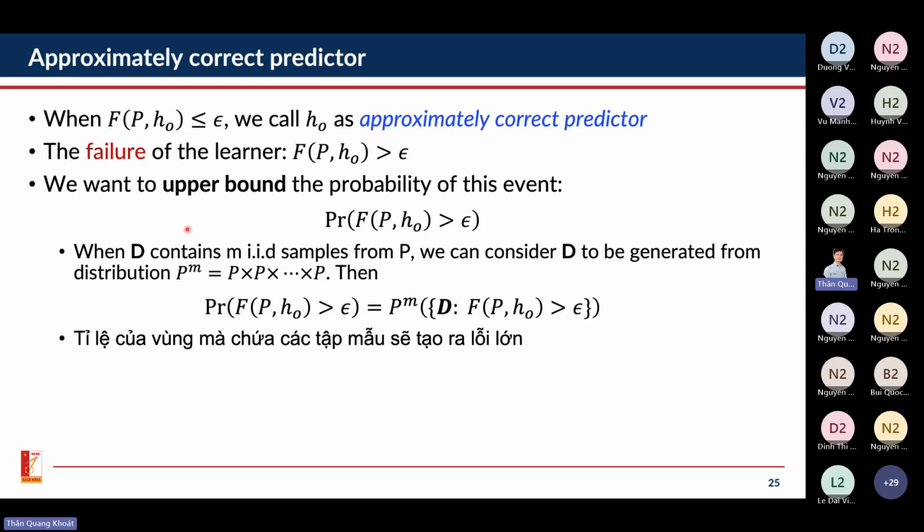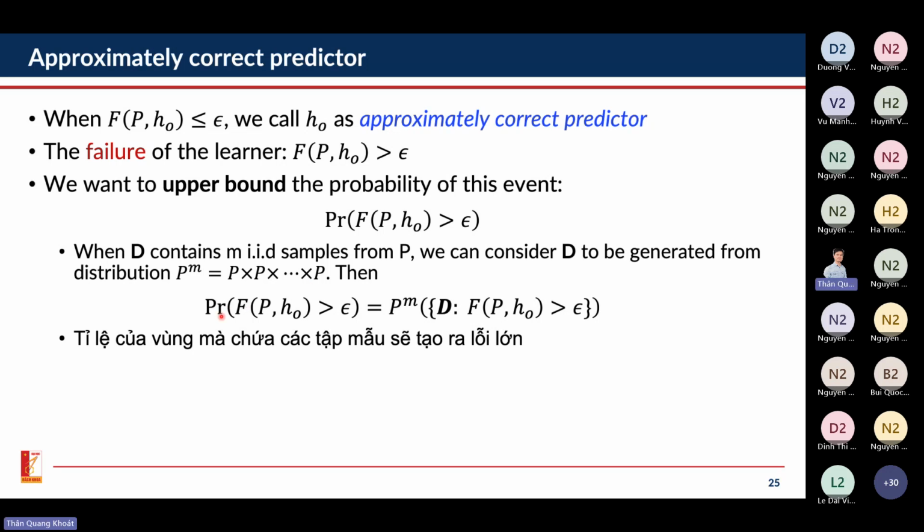In this case, our training set contains some IID samples. That is, the samples are independent, right? Then we can consider the training set to be generated from a distribution we denote by P^m. It is a product of m different distributions. This is another way to write it.